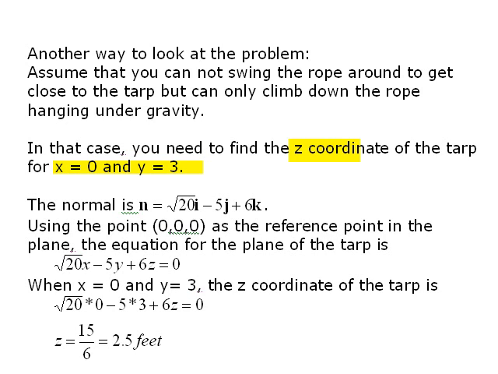To find that z-coordinate of the tarp, use the equation for the plane. 0, 0, 0 is a reference point, and as before, you can create the equation for the plane of the tarp. And here's the equation. Use the unit normal, and x, y, z being any point in the plane. Now, in this case, you know that x is 0 and y is 3 at the point you are up in the tree, and you want to look straight down and find the z-coordinate of the tarp. Substitute that in, and you find the tarp is 2.5 feet off the ground.